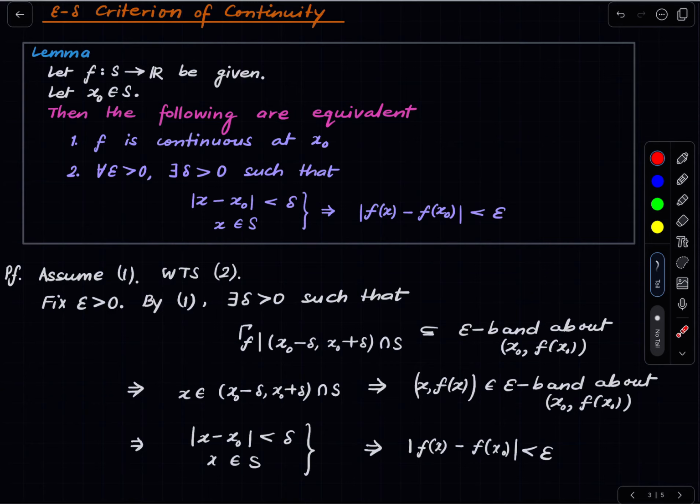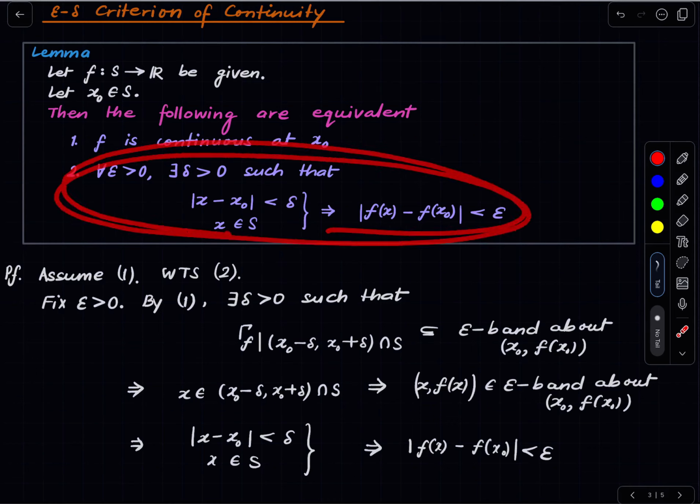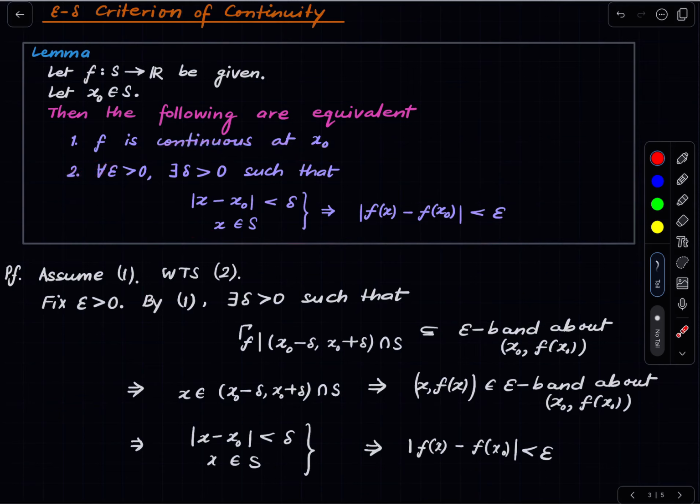So let's end this lecture by working out an example. We understand a definition once we use it, we understand it when we think about it, but also especially when we use it. So let's look at an example. Keep this criterion in mind. This is called the Epsilon-Delta Criterion of continuity.